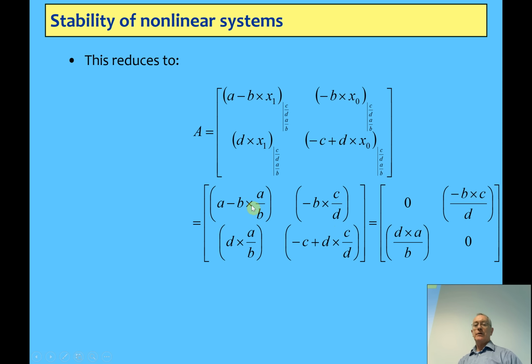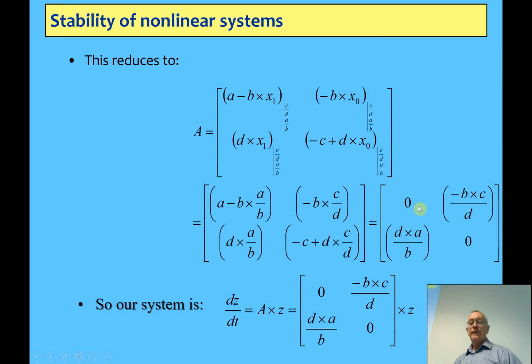Well, that's 0. Ditto down here. And I get 2 terms on the off diagonal. Okay. Now, that is my final system. I'm now saying the deviations of the fish-shark system from equilibrium will change according to this dynamic. So the z will change as a multiplied by z.